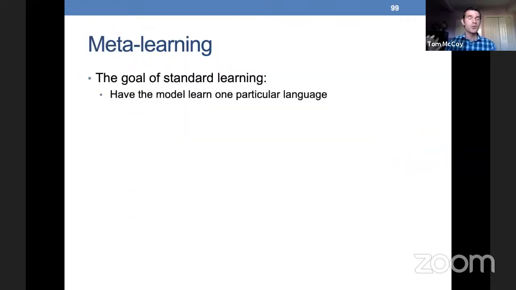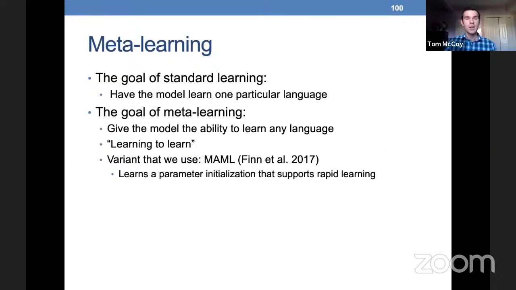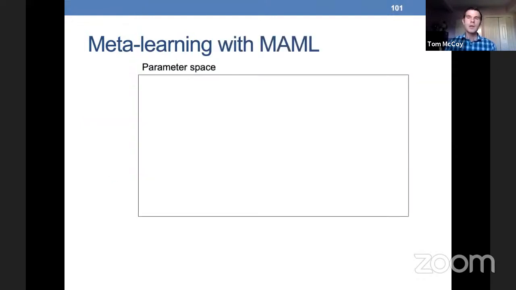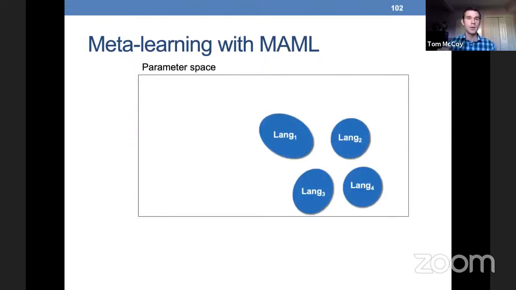So in standard learning, the goal was to have the model learn one particular language. Now in meta-learning, the goal will instead be to give our model the ability to learn any language in our space of languages. For this reason, it's sometimes known as learning to learn. The variant of meta-learning that we use is MAML from Finn et al., which learns a parameter initialization that supports rapid learning. Here's how MAML works. Just like before, we'll be working in the model's parameter space, but now instead of having a single language, we have an entire space of possible languages.